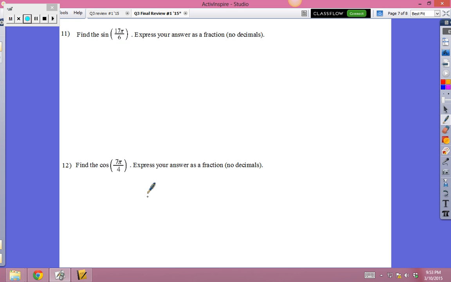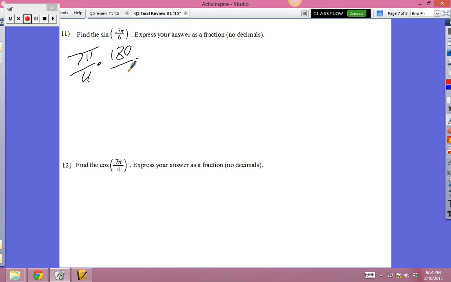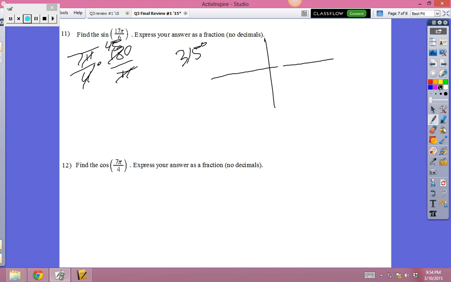Count 12, 7 pi over 4. Same thing. 7 pi over 4 times that by 180 over pi. That divides 180 divided by 4 is 45, and 45 times 7 is 315. 315 degrees. So 315 is not quite a full circle, but it's pretty close.